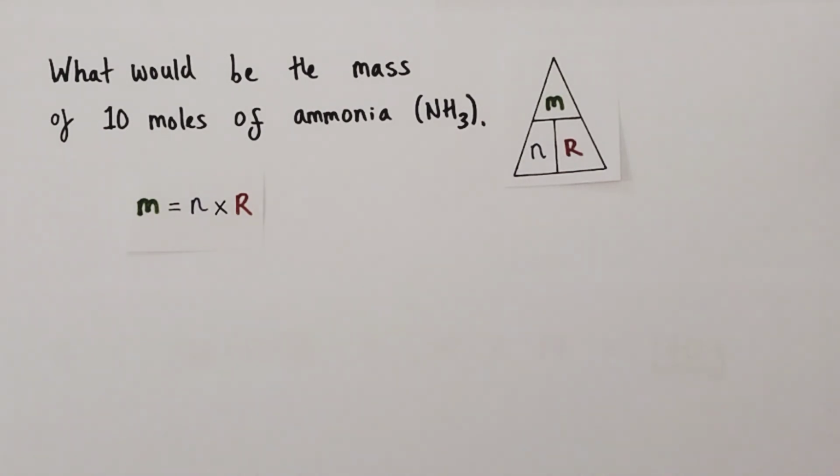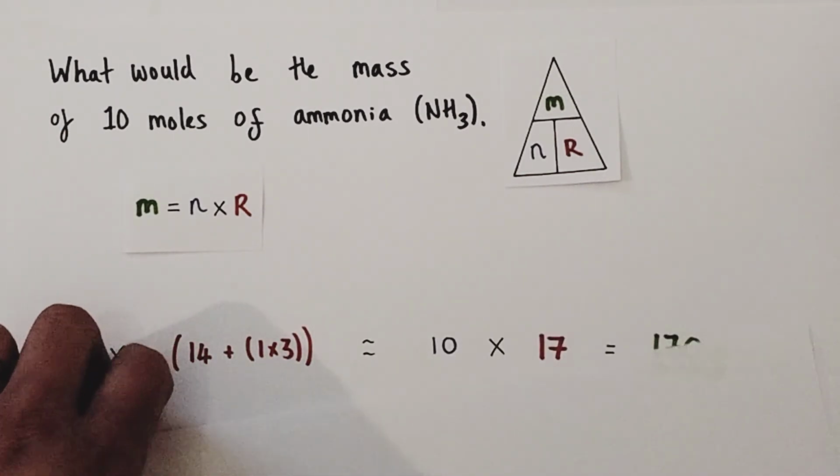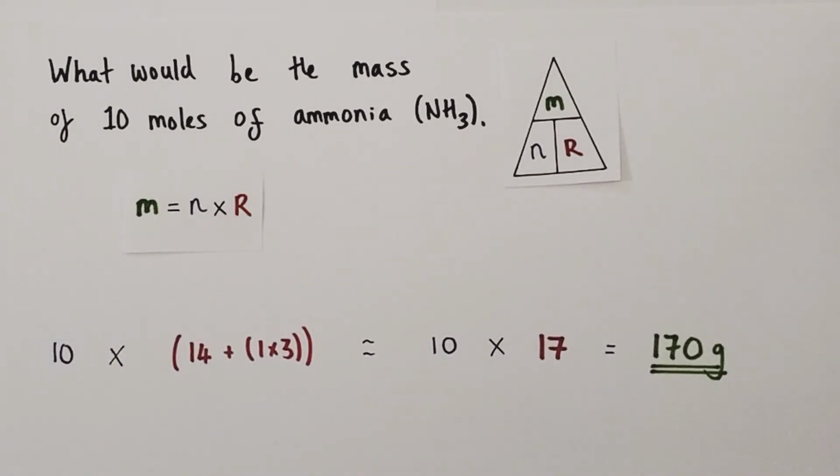I then plug in the numbers I've got. 10 moles, and I have to work out the relative mass of ammonia. Well, nitrogen has a mass number 14 from the periodic table. Hydrogen is 1, there are 3 of them, that's 1 times 3. 14 plus 1 times 3 is 17. So 10 times 17 tells me that the actual mass in the real world of 10 moles of ammonia would be 170 grams.